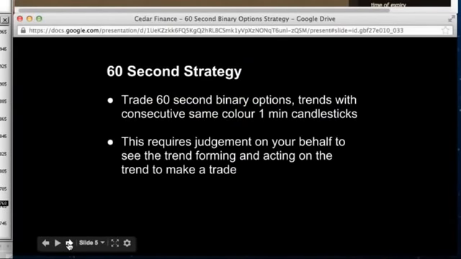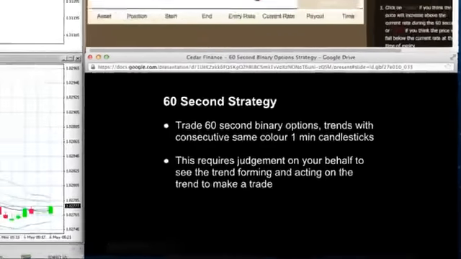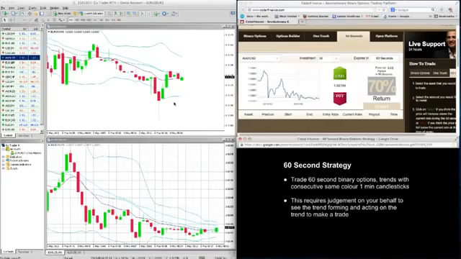So onto the strategy, the 60-second strategy. We're going to trade 60-second binary options. We're looking for trends with consecutive same color 1-minute candlesticks. And this particular one, we're looking for a trend when we see 3 same color candles.